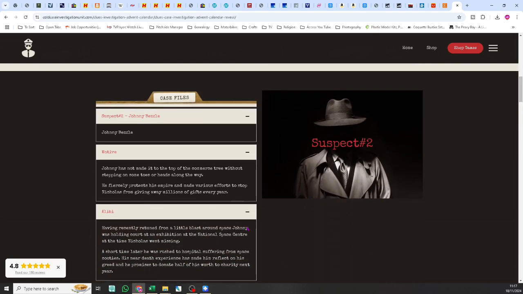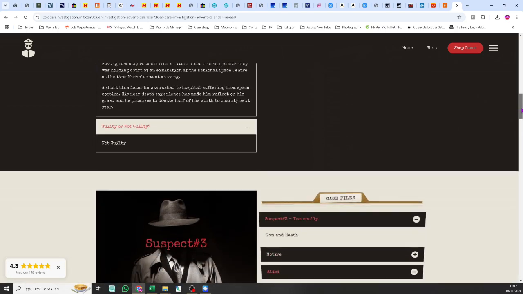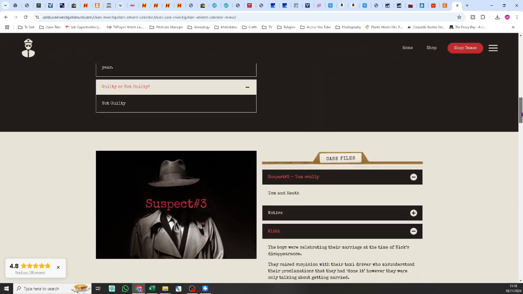Alibi: having recently returned from a little blast around space, Johnny was holding court in an exhibition at the National Space Centre at the time Nicholas went missing. A short time later he was rushed to hospital suffering from space cuties. His near-death experience has made him reflect on his greed, and he promises to donate half of his worth to charity next year. What a nice guy. Not guilty. Suspect number 3, Tom and Heath.